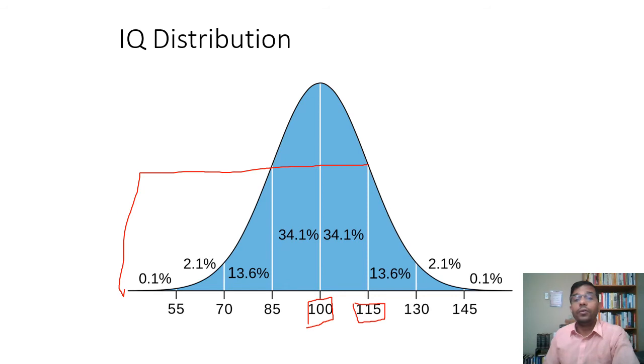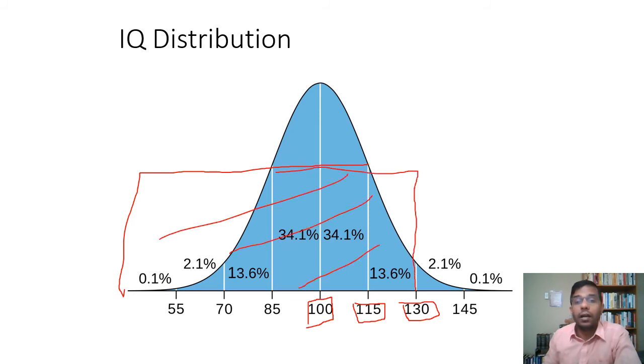If you have an IQ of 130, your IQ is more than 97.8% of the population. So that is super high. You are very high on your intelligence then. If your IQ is 85, well, you are only at about 15% or 16%. Your IQ is more than 16% of the population, and so on and so forth. So that's what this bell curve shows.